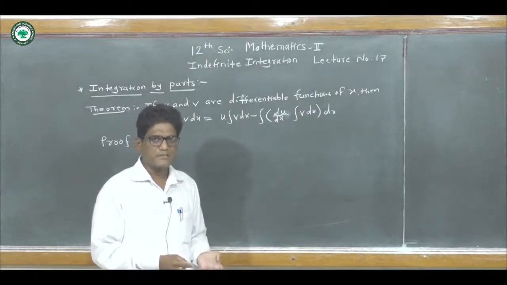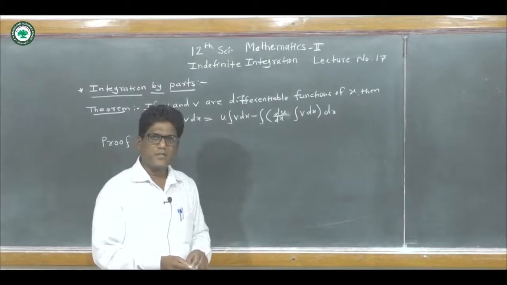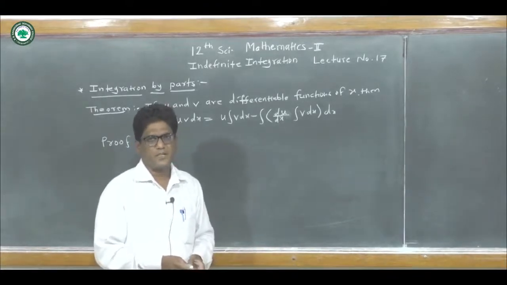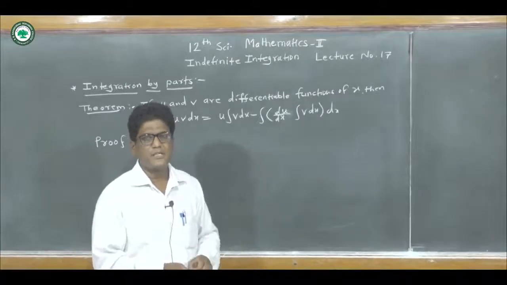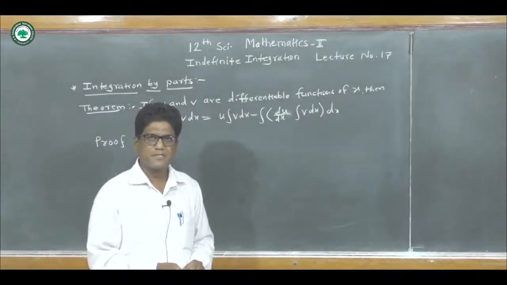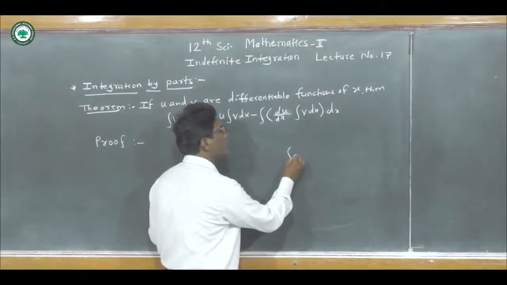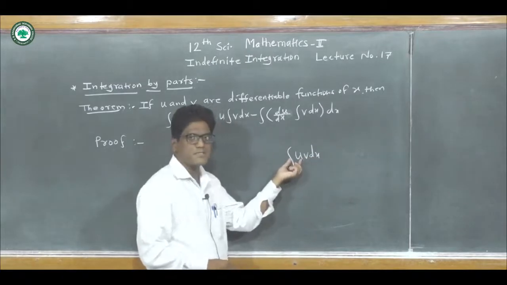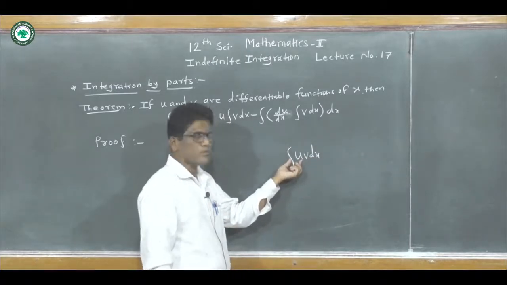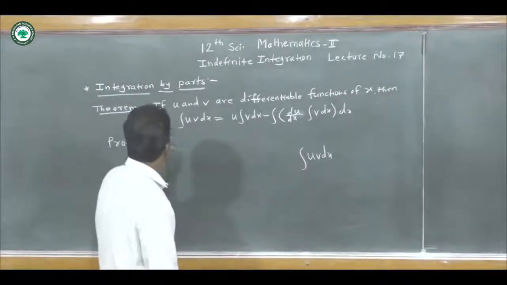But to start exercise 3.3, we need integration of product of two functions, and that will be calculated using the formula integration by parts. What is integration by parts? Here we want to take integration of uv dx, integration of product of two functions. How to take the integration of product of two functions? So there is a rule. I have written here theorem.